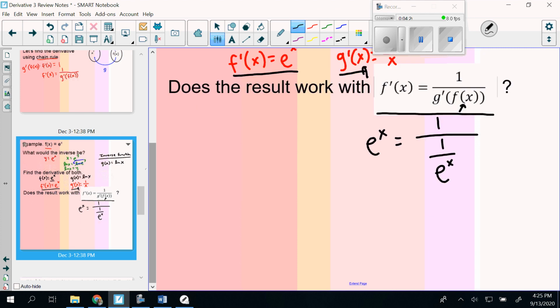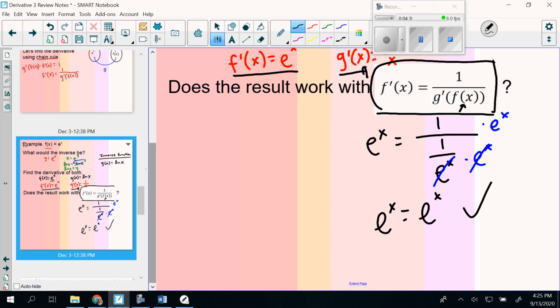Are these two things equivalent? Yeah. If we multiply both top and bottom here by e to the x, we come up that e to the x equals e to the x. So you can see that this derivative thing we came up with for inverses is true.